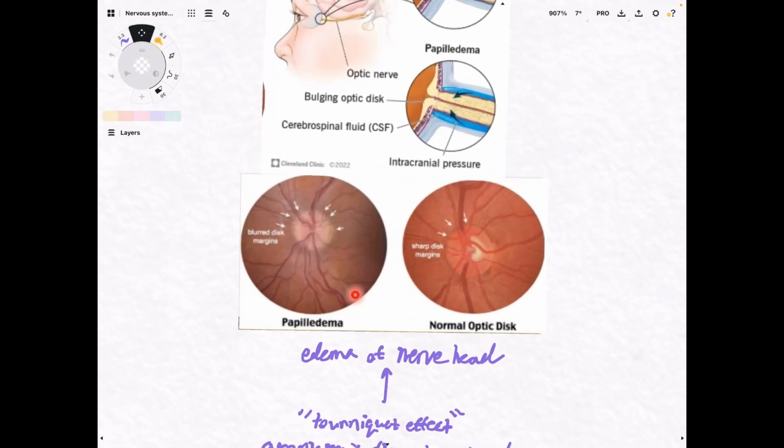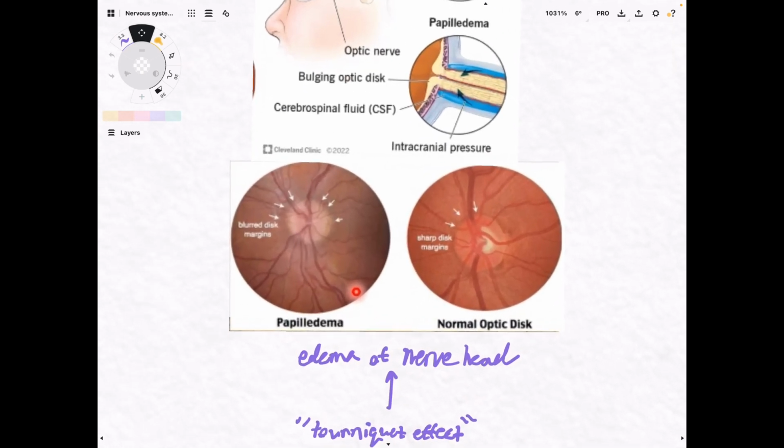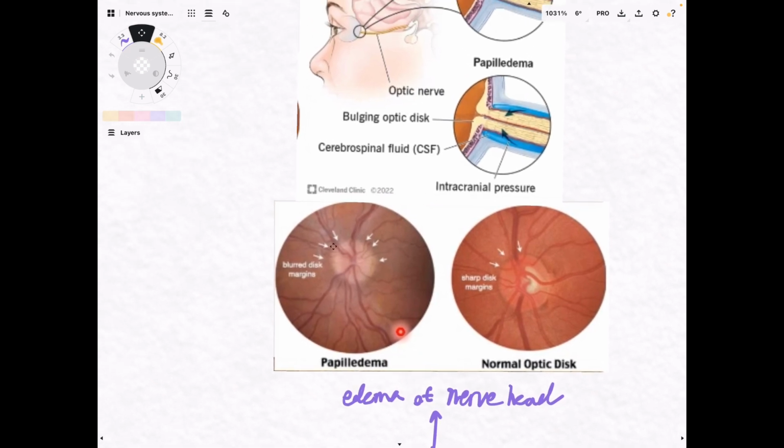And if we look at a fundoscopic image of your retina, so this is your retina here, this is a normal optic disc, and can you see, this is your optic nerve, circle right here, and you can see that these lines are very distinct between the retina and the optic nerve. They're very sharp, so sharp disc margins. Now if we look at papilledema, the disc margins have been blurred because, again, that increased CSF constricts on that optic nerve, making it look blurry there.